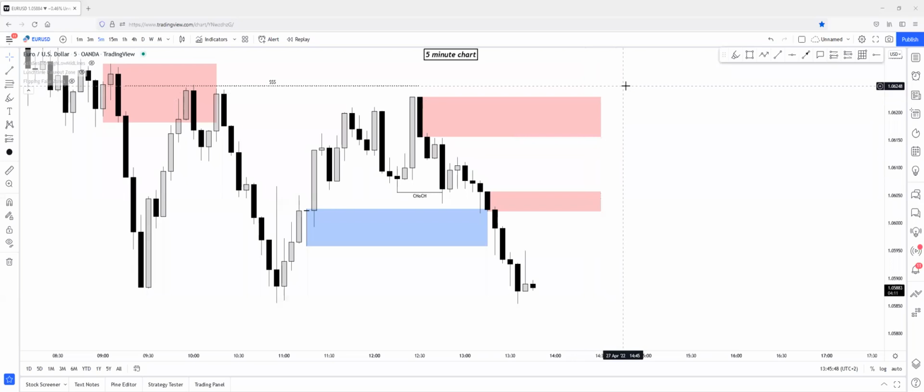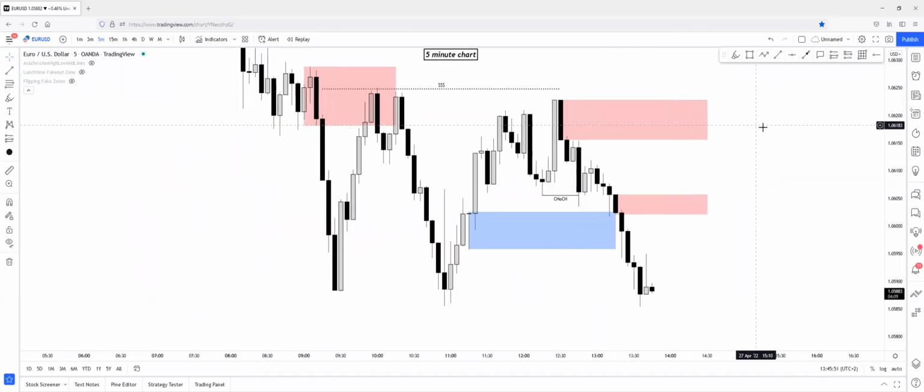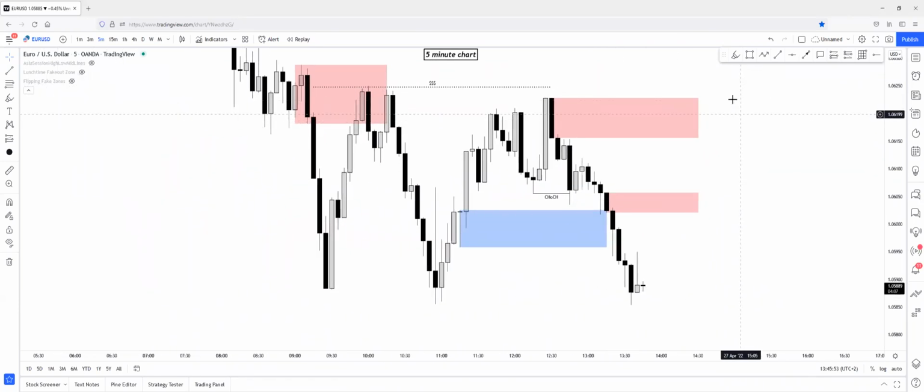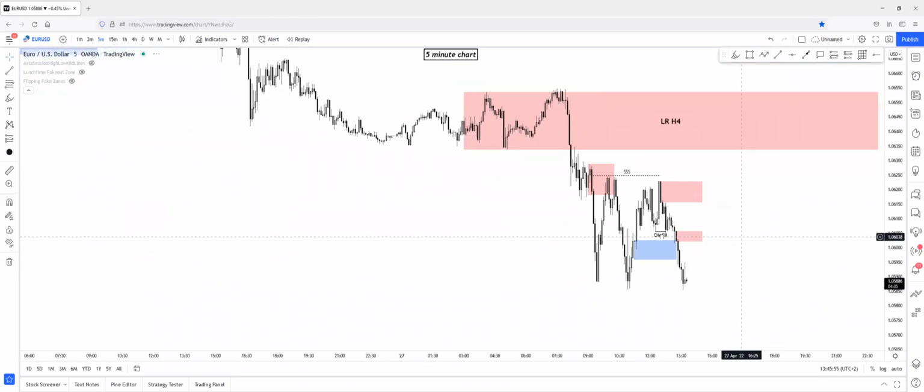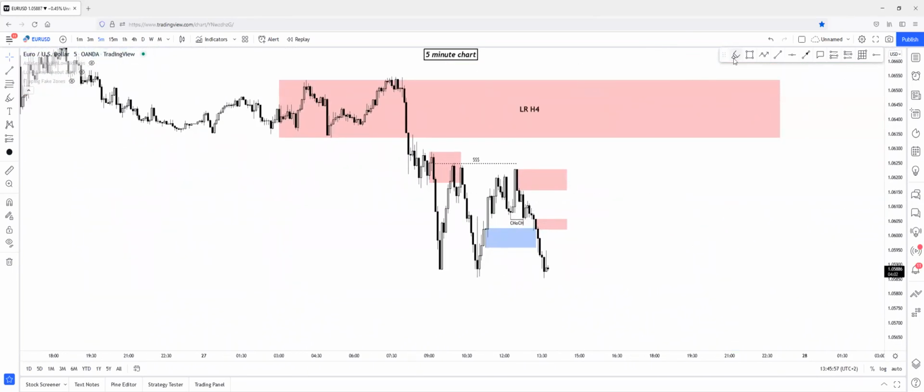So we've created a plan for every single scenario, right? We have a plan for the 4-hour chart. If the 4-hour zone is being reached, we have a plan for it. We have a plan if price doesn't reach the 4-hour zone and then reverses to the downside.